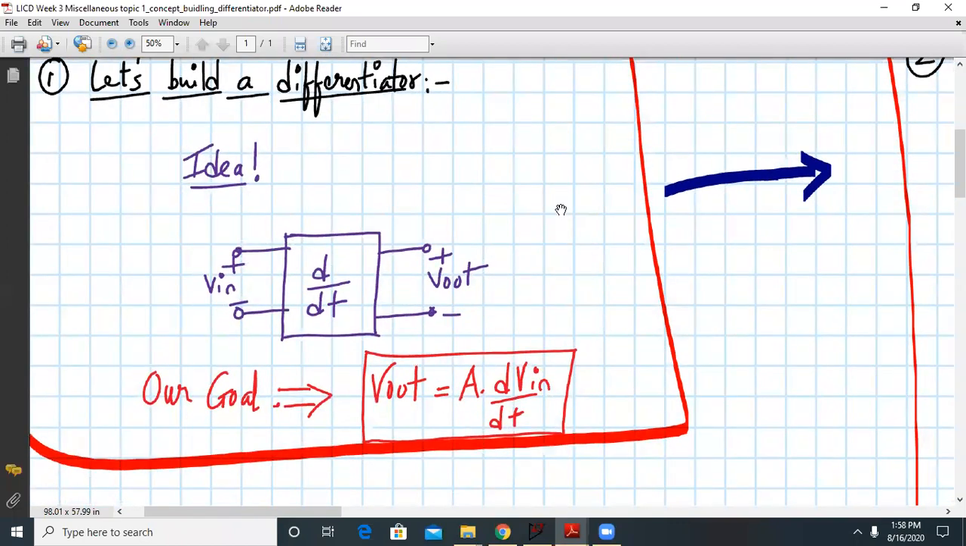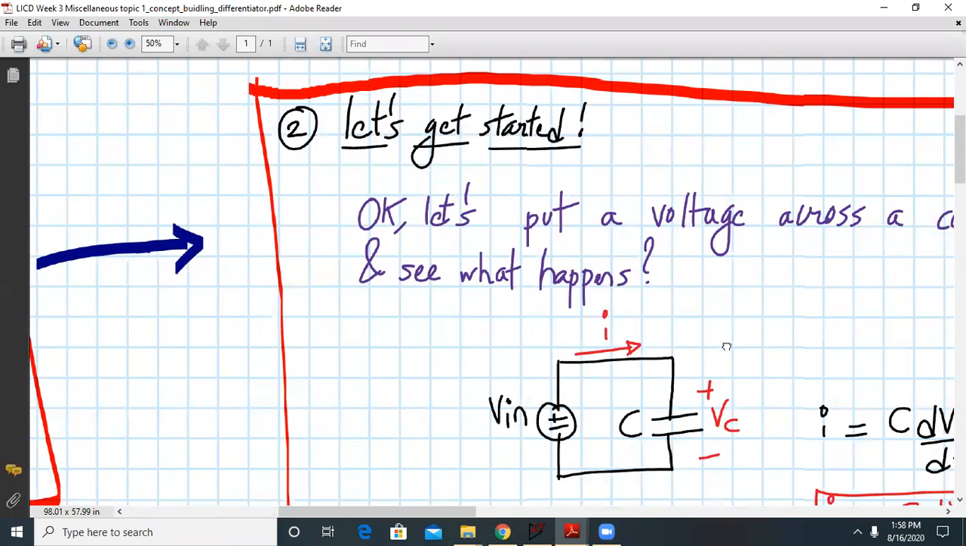So this is an abstraction of a differentiator. We have input, we have a block which will act as a differentiator, and the output Vout will be equal to A times dVin by dt. So this circuit will perform the operation of differentiation. Let's get started.